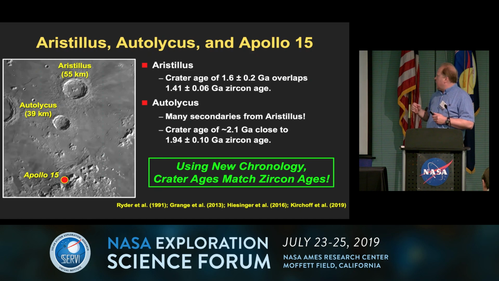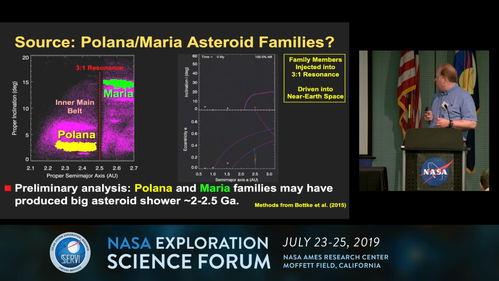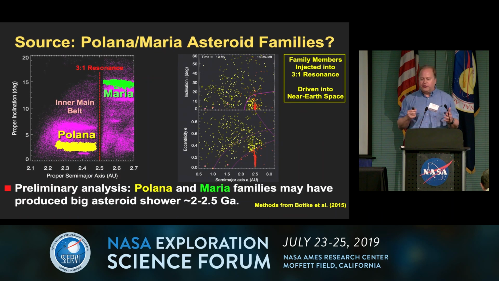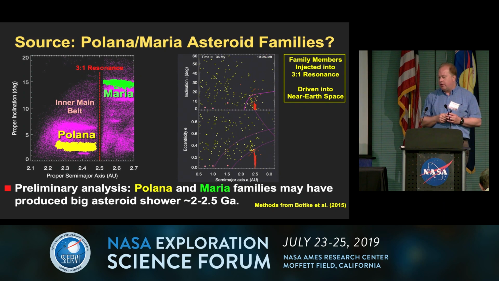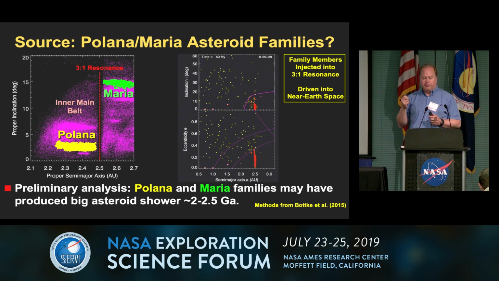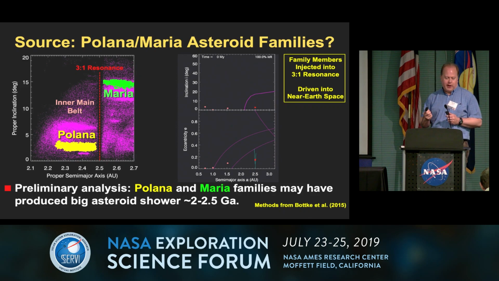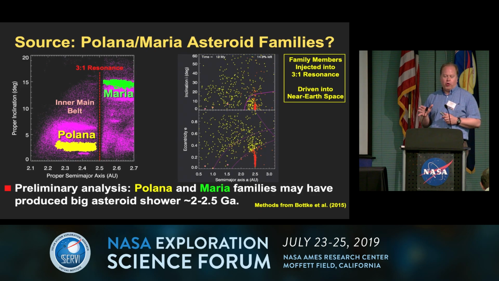For Aristillus, it turns out we have lots and lots of secondaries on it, so it's hard to get the age of it because Eris has contaminated it. But there's one small section without much ejecta, and that section, if you date it, has an age that's right about where the zircon age is. So all this seems to match really well, provided we use this new chronology. Okay, so there's a lot of interesting things going on here. For those that are wondering, well, what would be causing this big surge in impacts about 2 billion years ago? I won't get into this, I don't have time, but there's some very interesting and big asteroid families in the asteroid belt that may have broken up around this time.